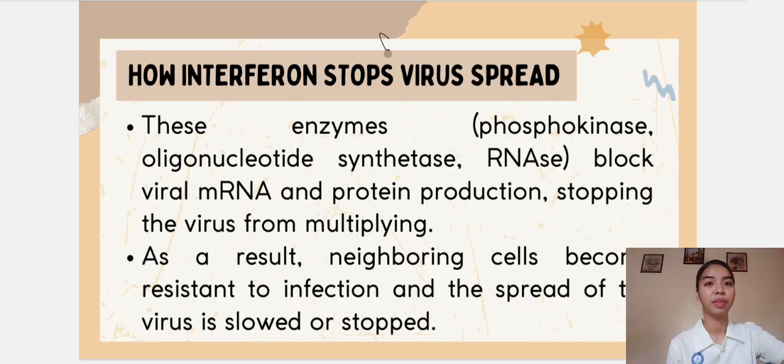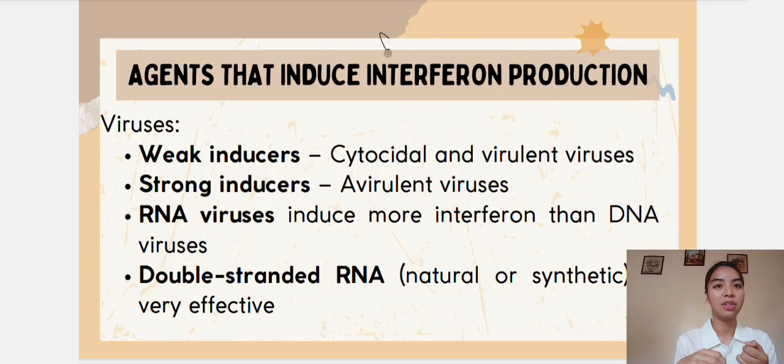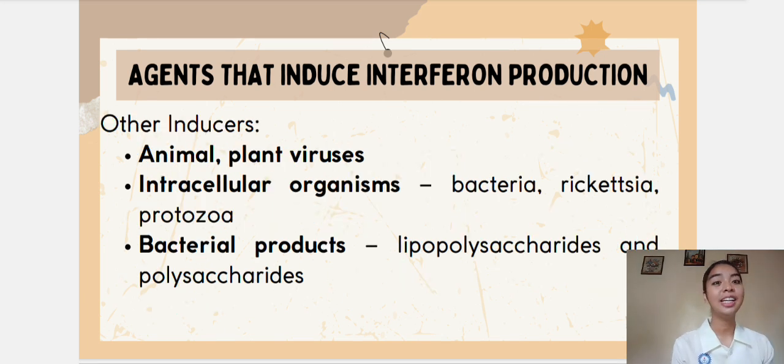So ang galing, ano? So we have here the agents that induce interferon production. We have weak inducers, which are the cytocidal and virulent viruses. The strong inducers are the virulent viruses. RNA viruses induce more interferon than DNA viruses. Double-stranded RNA, natural or synthetic, is also a very effective inducer of interferon. So next, we have other inducers. Animal and plant viruses, intracellular organisms such as bacteria, rickettsia, and protozoa. And bacterial products such as lipopolysaccharides and polysaccharides.